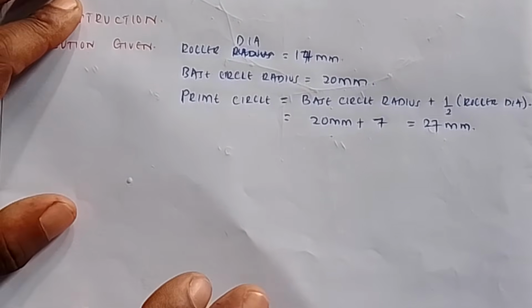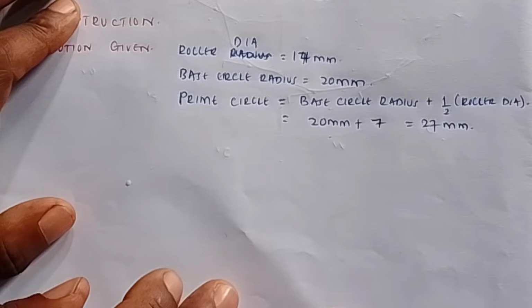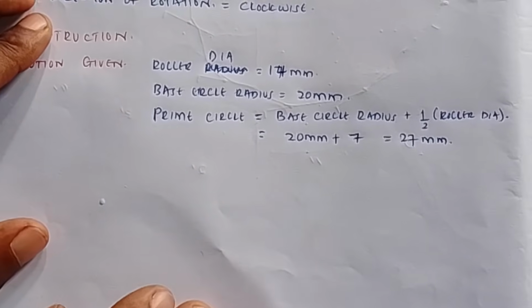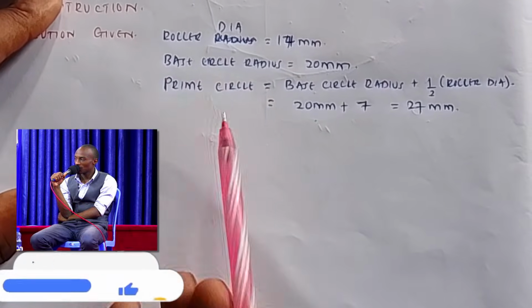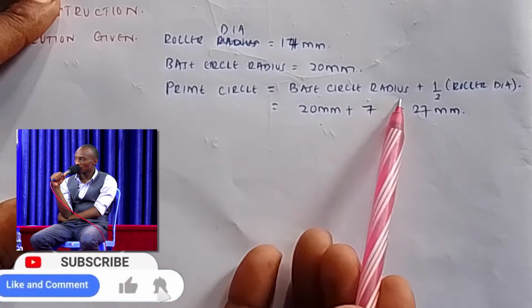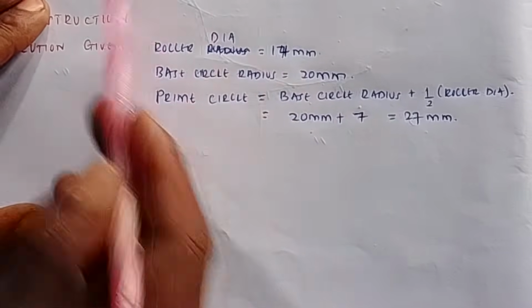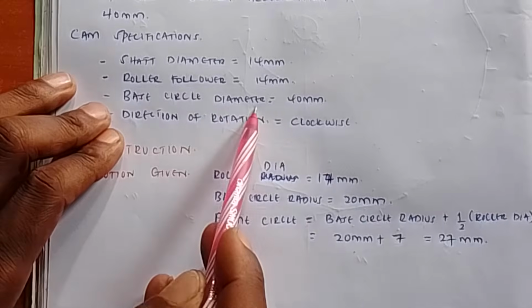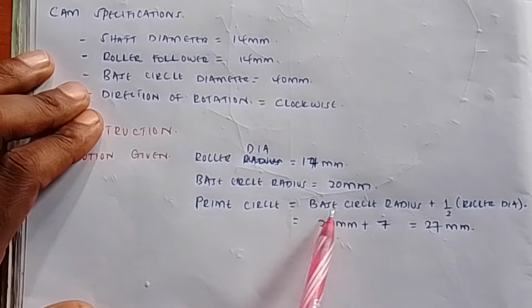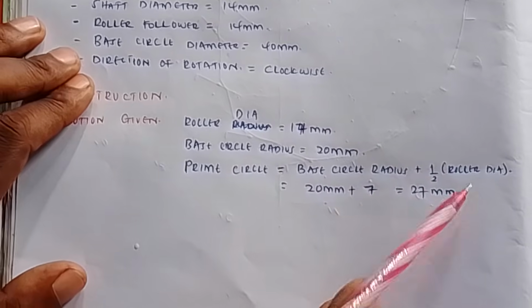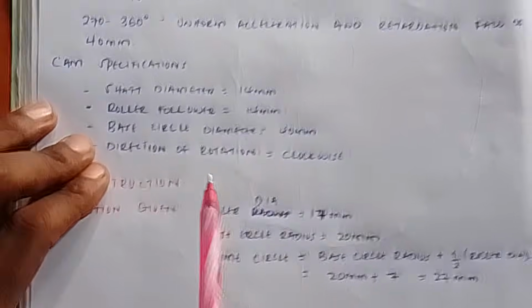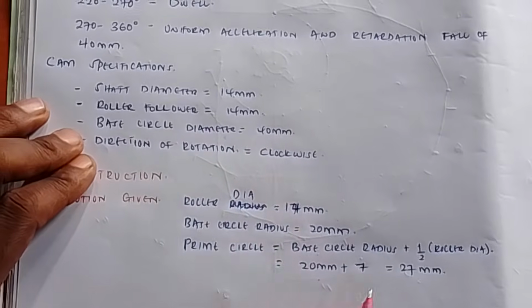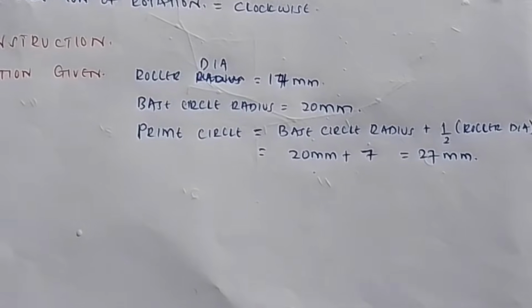Watch my previous videos, I have shown you how to draw a cam profile using a roller. It is much different. There is an additional requirement for you. You must look for the prime circle, and there is a formula for this. You say base circle radius, not diameter. In our question we have been given the base circle diameter, but the formula requires base circle radius plus half of the roller diameter. The roller diameter is 14, so 14 divided by 2 is 7, plus the base circle radius. That gives the prime circle radius.